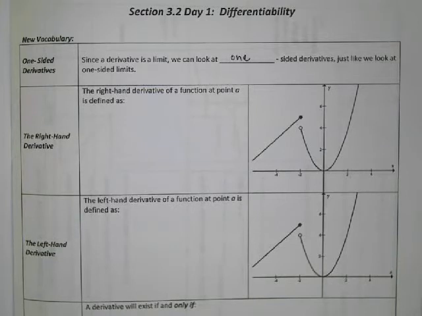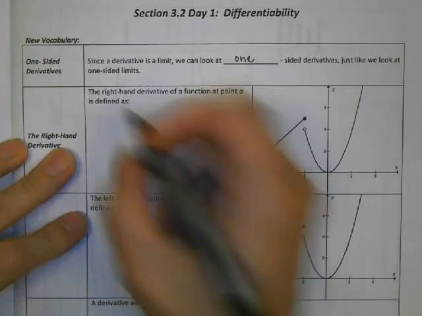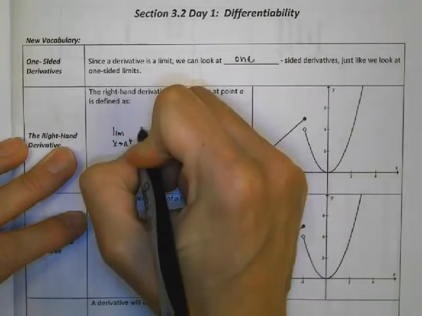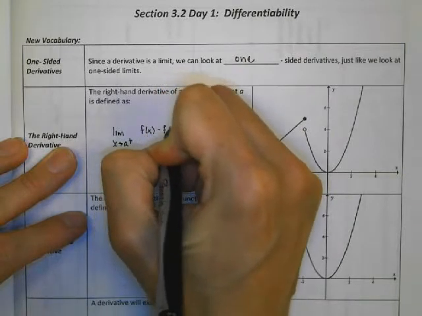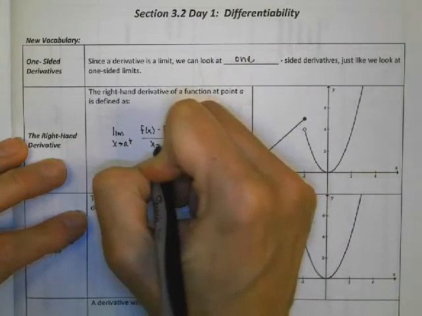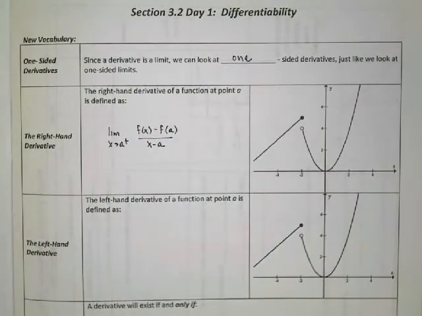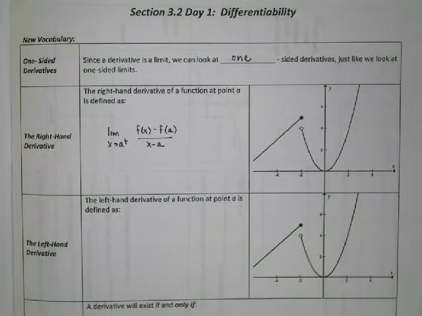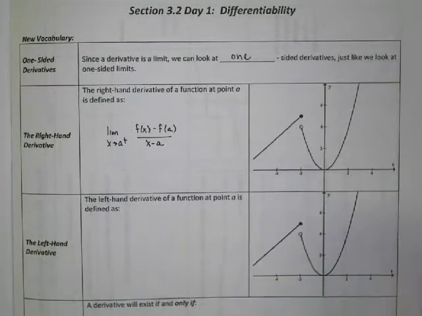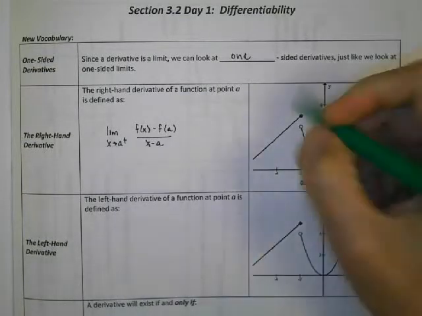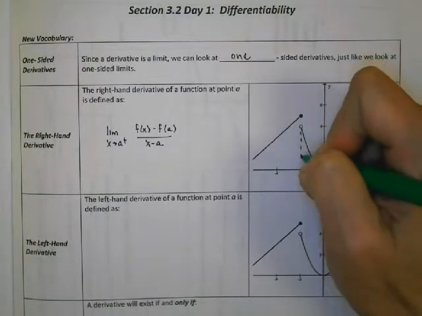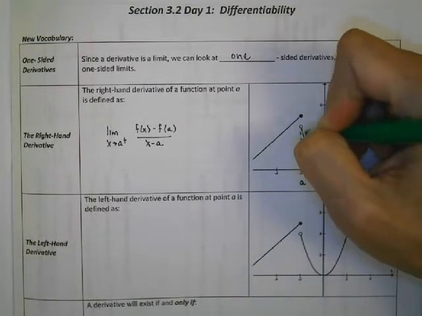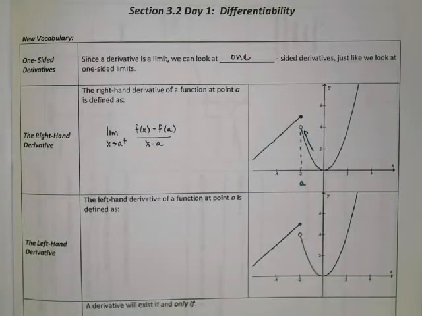The right-hand derivative of a function at a point a is defined as the limit as x approaches a from the right of f of x minus f of a over x minus a. We're still using our limit formula for the derivative at a specific point, but now we're just looking as we approach that point from the right. So in our example here, if we're calling -2 our a, as we approach from the right, we'd be coming to a from the right side.